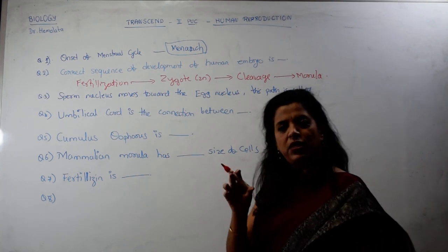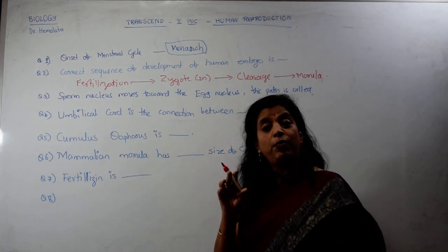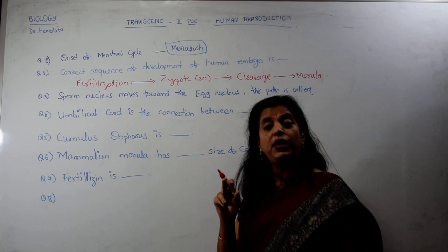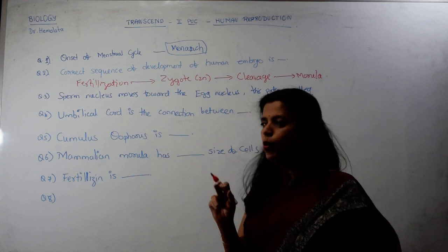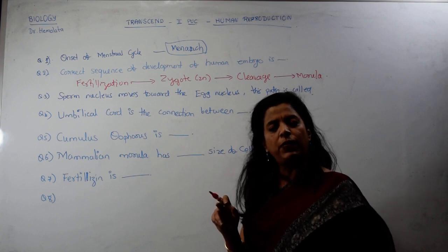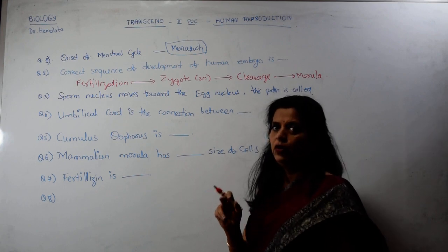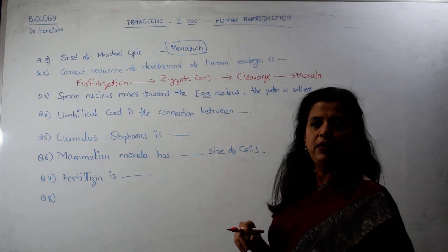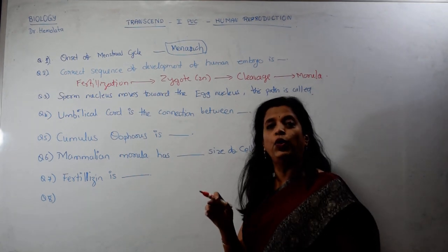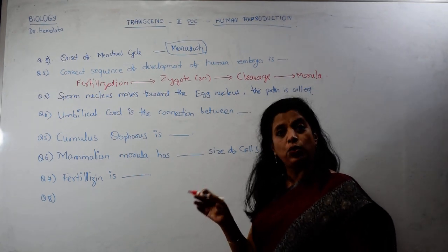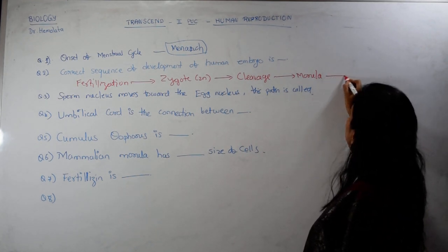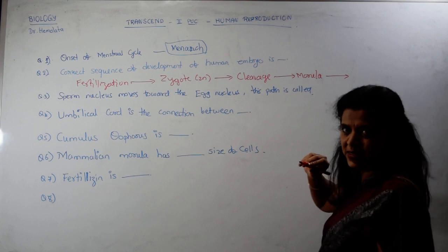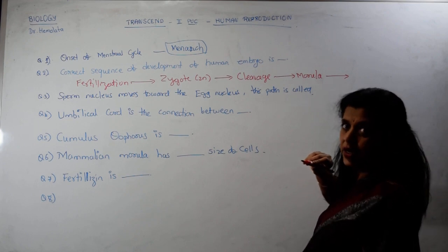Morula is a solid ball of cells that resembles the fruit of the mulberry, as I have already told you. Therefore the name is morula, because the biological name of the mulberry is Morus alba. Morus alba is the biological name of the mulberry plant, and the word is taken from that: morus. That is morula, right? Once the morula is formed, there will be development of the blastocyst, or blastulation happens.